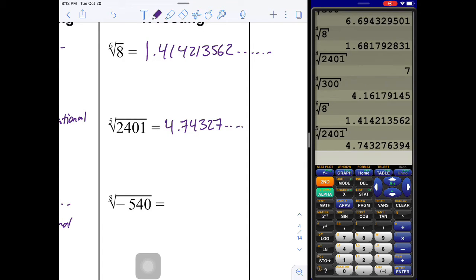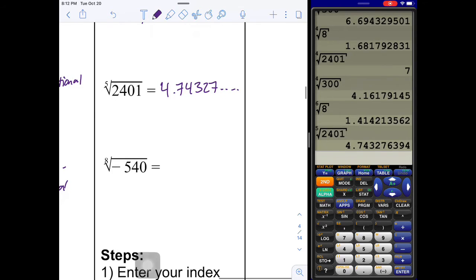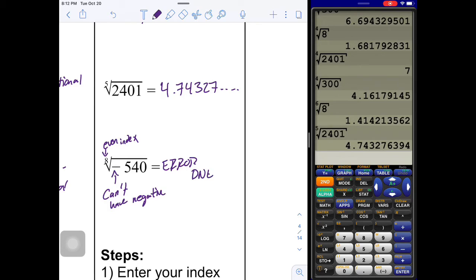Okay, and that's going to go on and on and on forever. Here, check it out. First of all, I have an even index. Remember, if you have an even index, you can't have a negative. So I already know that this is going to pop up as an error, so I would write it does not exist, so D and E. But we can see here anyway.